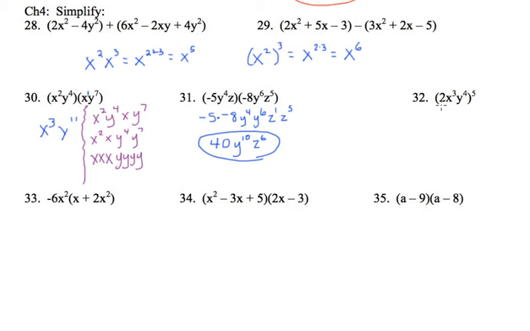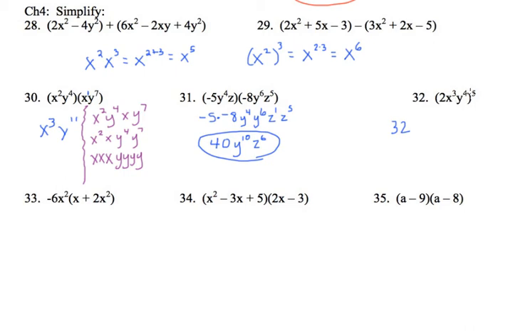Okay. Since there's no adding or subtracting, I can just raise 2 to the 5th, x to the third to the 5th, and y to the 4th to the 5th. So I'll just do this piece by piece. 2 to the 5th. Don't be tempted to put 10. 2 to the 5th power means 2 times itself 5 times, which is 32.